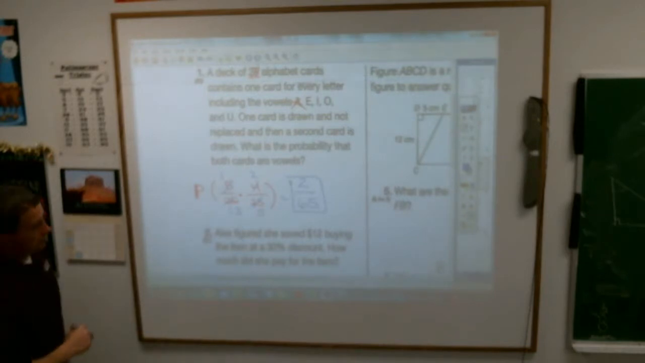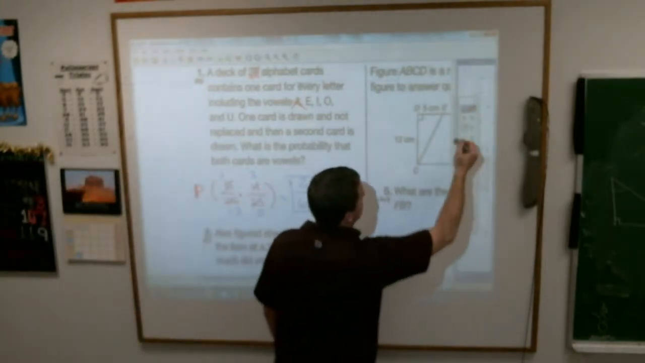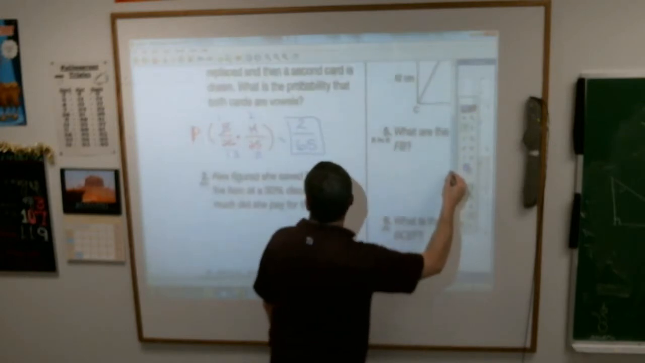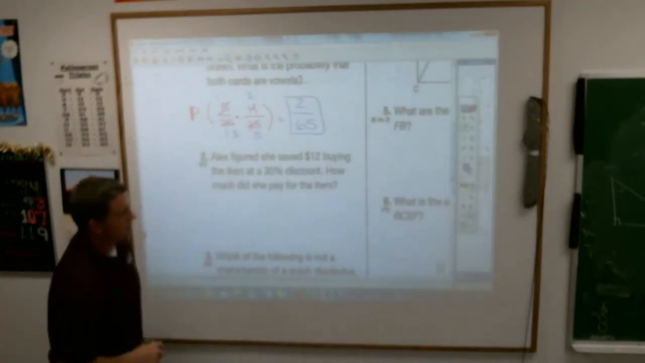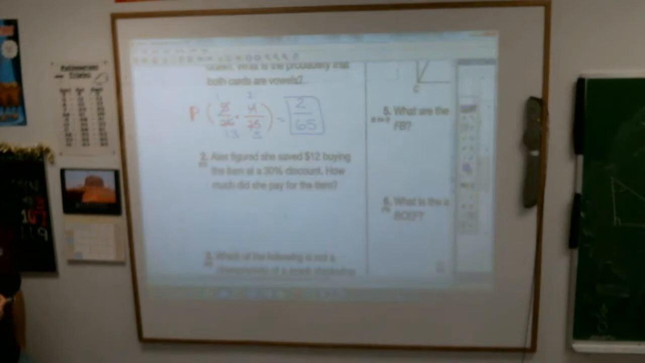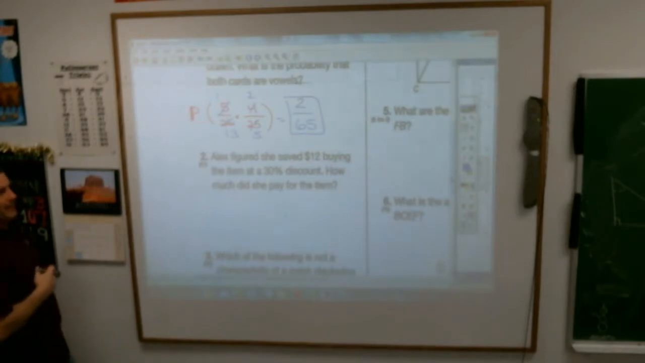Number 2. Tell me if there's something that makes sense there, or you don't know where I got something, because I'm sure the test will be the same there. Alex figures she saved $12 buying an item at 30% discount. How much did she pay for the item? Which means you're going to do what, Evan?